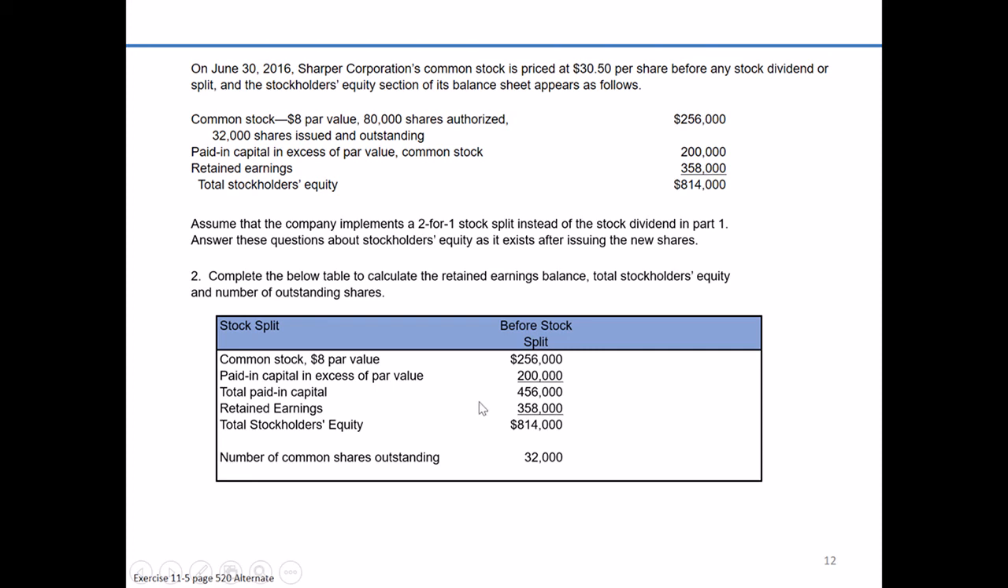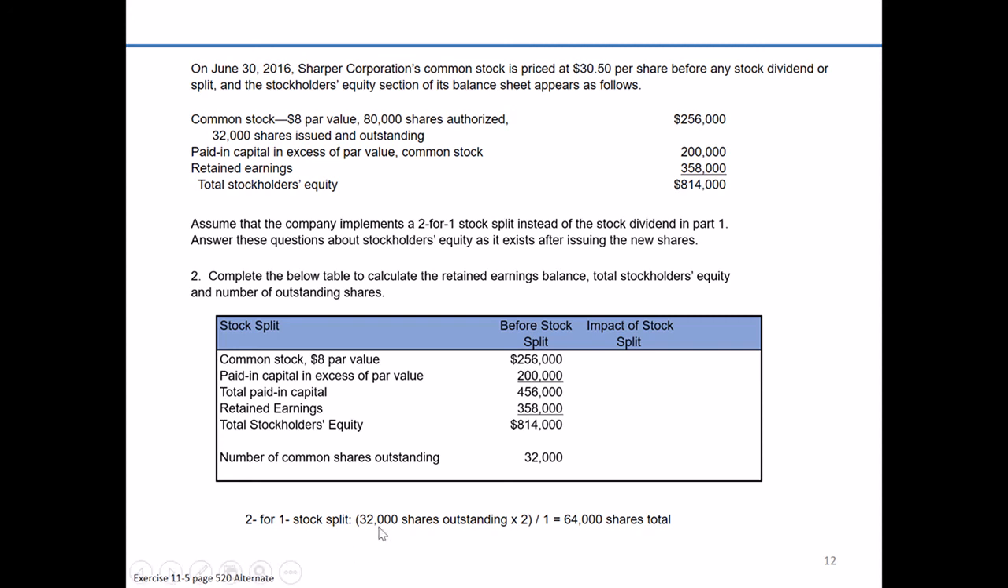So let's start working through here. Again, equity, from our beginning, is going to be a total of $814,000, a total of 32,000 shares outstanding. So before the stock split, how does the stock split actually impact? So let's think about how many shares are going to be outstanding, and let's work through this. We said 2 for 1 says every person that currently owns a share of stock, we're going to call it back and give them 2 shares of stock.